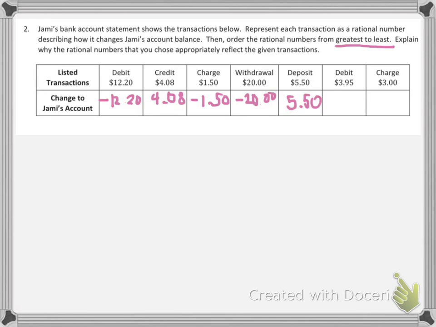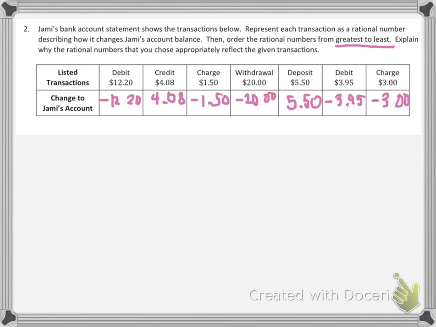And then a debit is when you take money away, so this is a negative 3.95. And then a charge, also a negative, so negative 3.00. And then I have to go greatest to least.